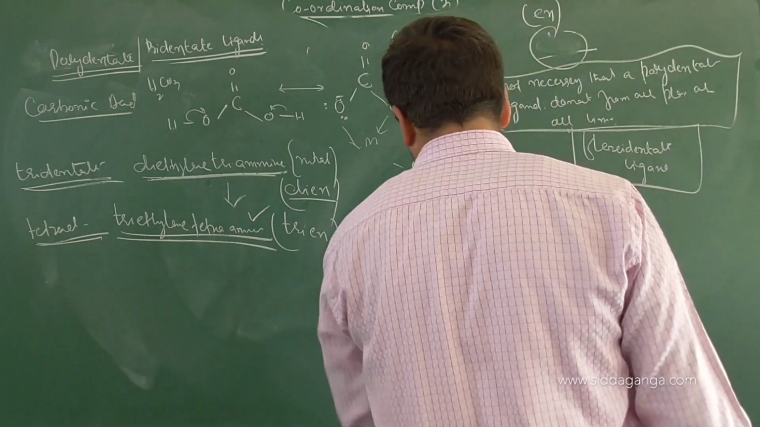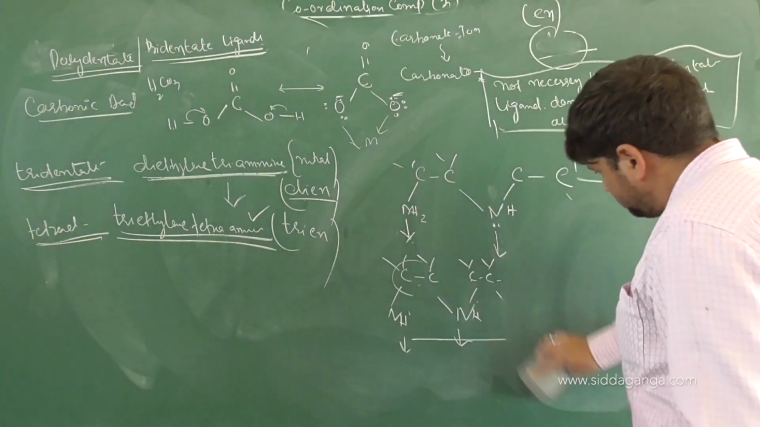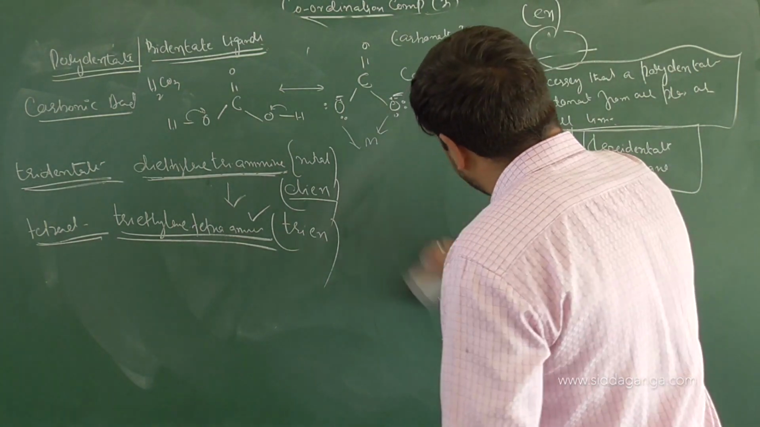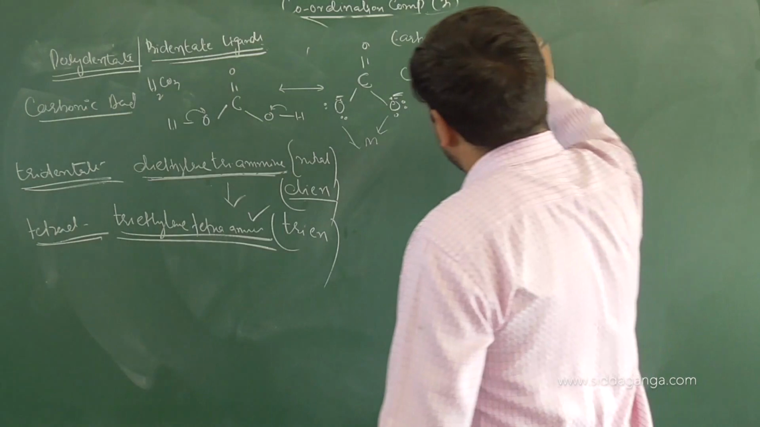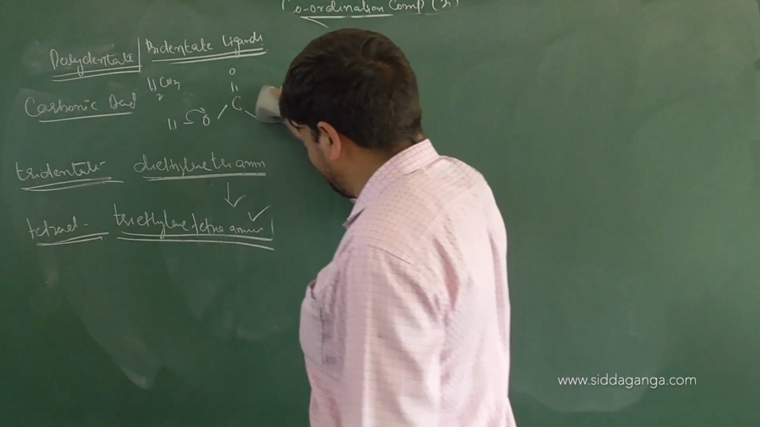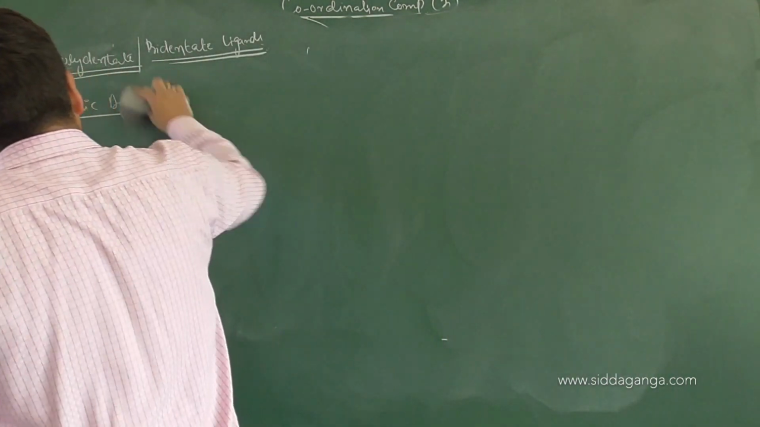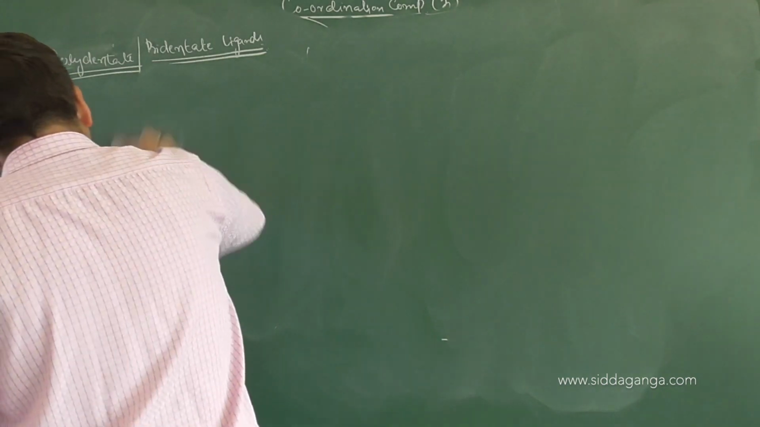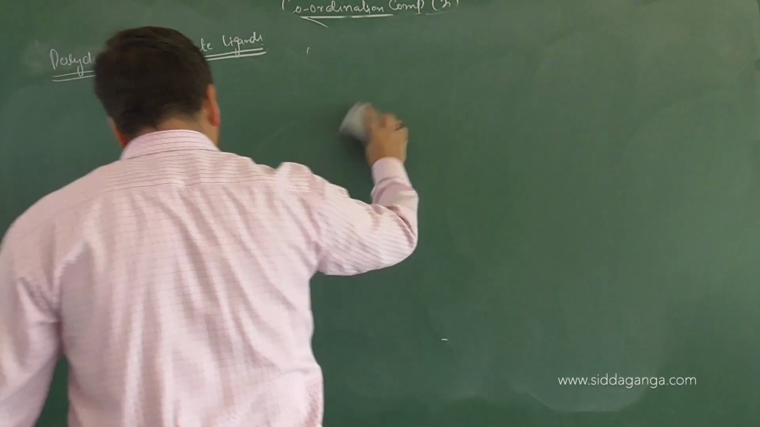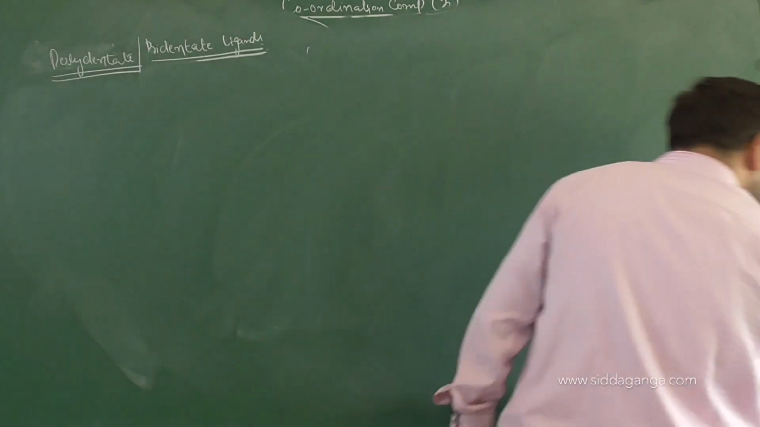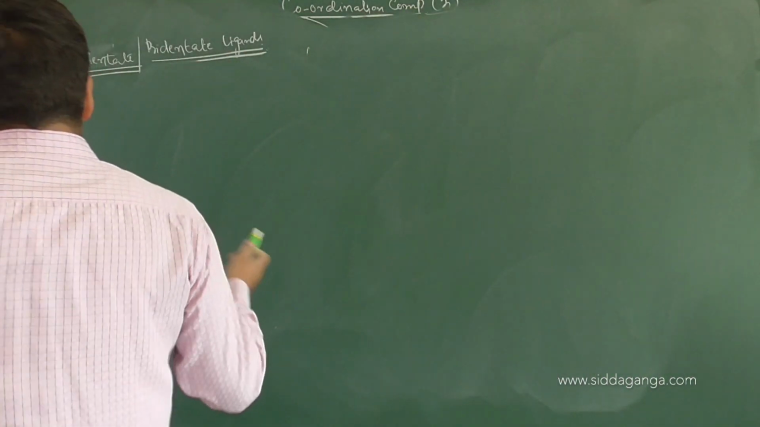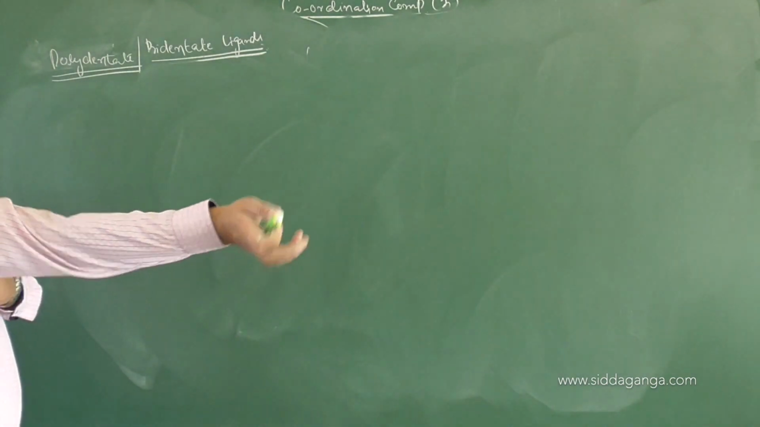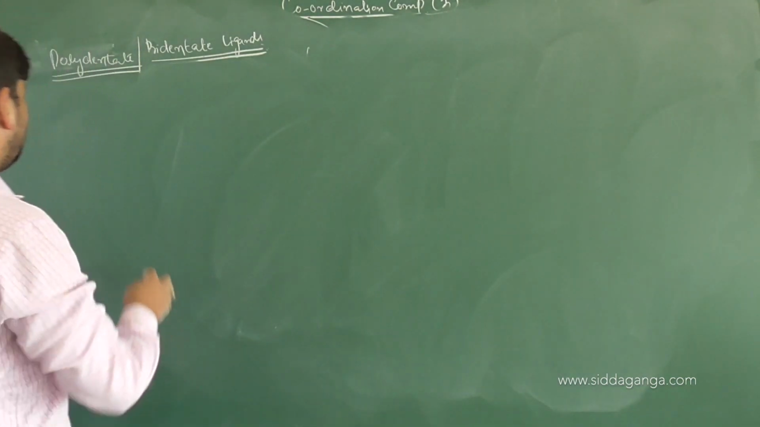Tell me the oxidation state here. It is 0. And what are the donating atoms? Nitrogens. How many? 4. It will be what ligand? Tetradentate. Fine. Okay. Then you can have pentadentate ligand.